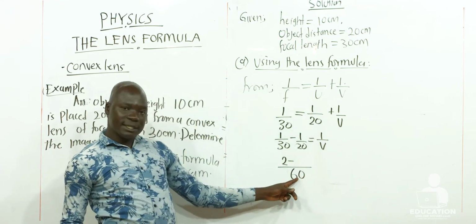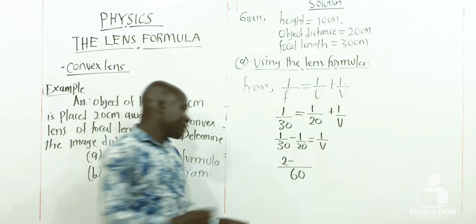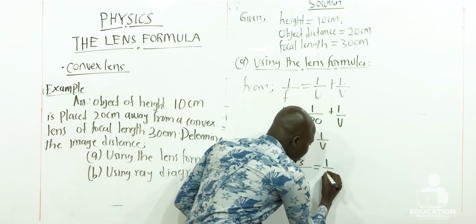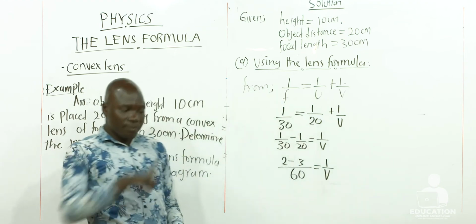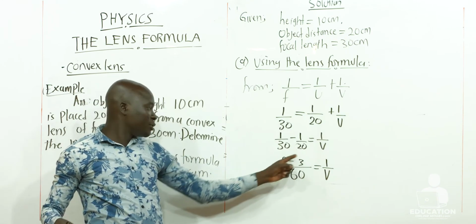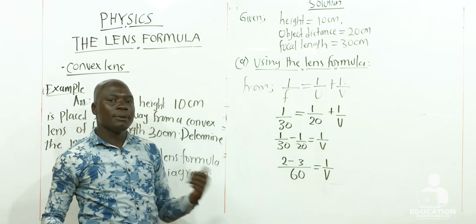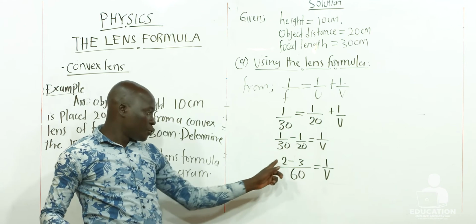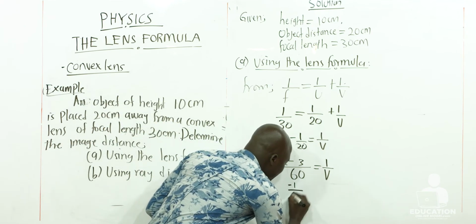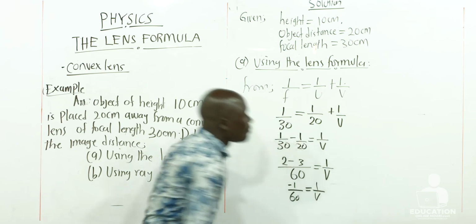Minus 60 divided by 20, it goes 3. Then 3 times 1 is 3. This is equal to 1 divided by V. Now when you subtract 2 minus 3, 2 is smaller than 3. Therefore, when you subtract a bigger number from a smaller number, you get a negative. So 2 minus 3 gives you negative 1. Divide by 60, which is equal to 1 divided by V.